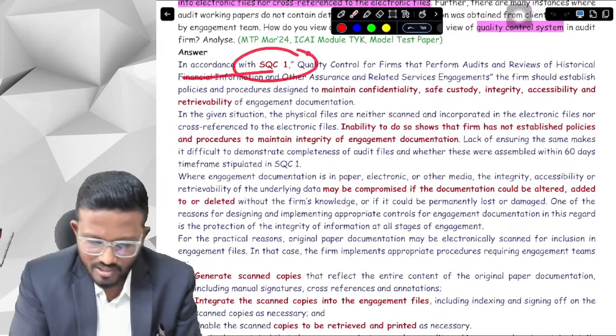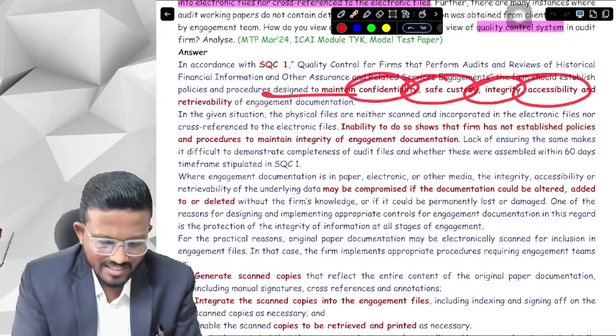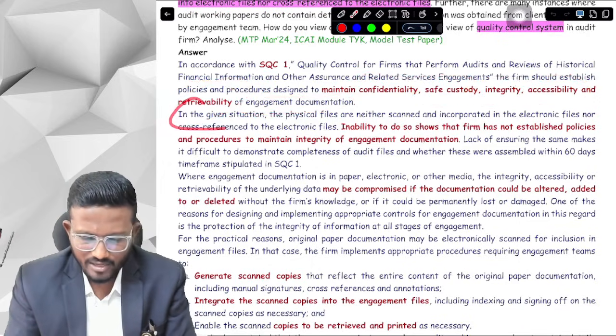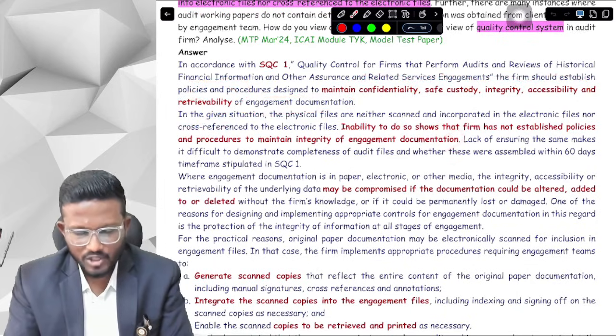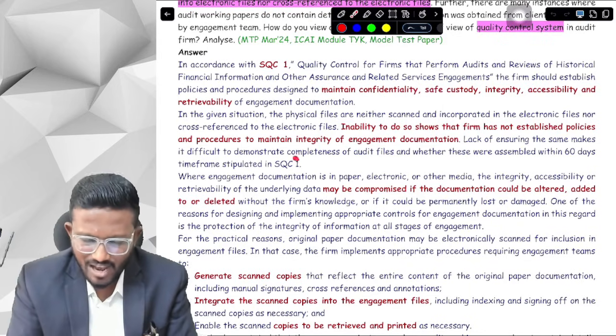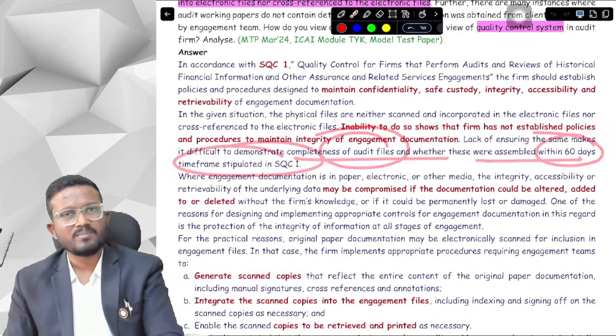So yes, what does it say, sir? In accordance with SQC1, they say that we need to maintain confidentiality, safe custody, integrity, accessibility, and retrievability of audit documentation, that we already discussed. So in the given situation, everything what was there we have already mentioned. It says that we need to demonstrate that we have completed the audit file and assembled the audit file within 60 days as per SQC1.